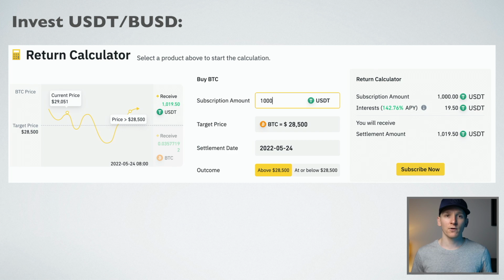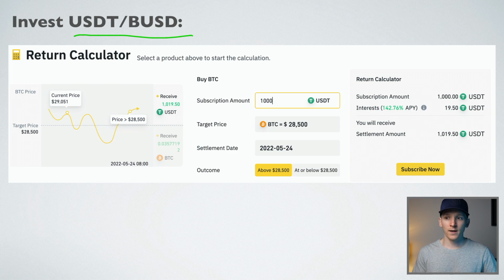So what you can see here is invest USDT or BUSD. So here you actually take dollars or a stable coin and then invest for some yield. And there are two outcomes here. You either keep your dollars and earn your yield, or you actually buy Bitcoin but still earn your yield as well. And so there's two outcomes, and so you need to be aware of that outcome before investing.